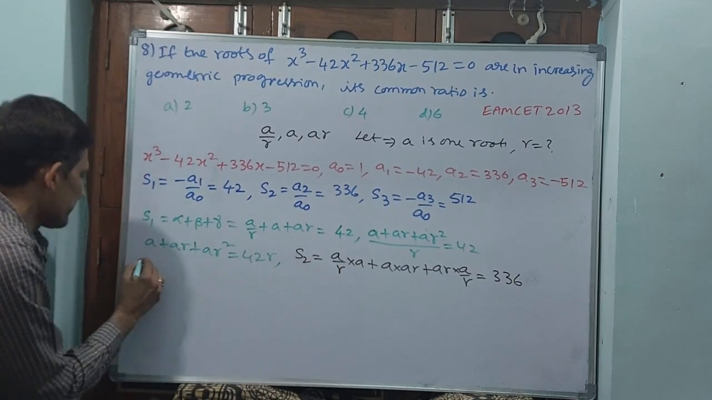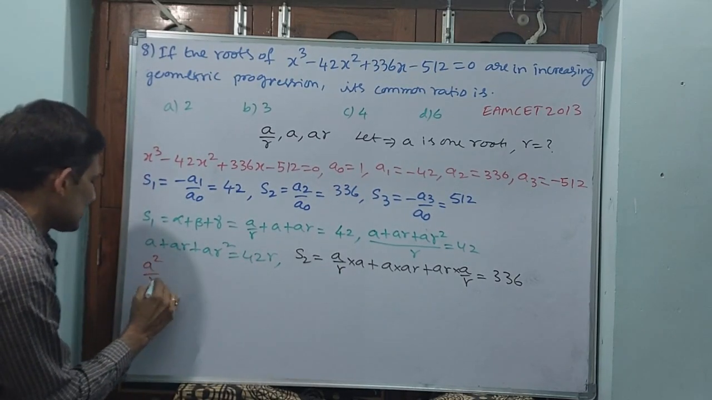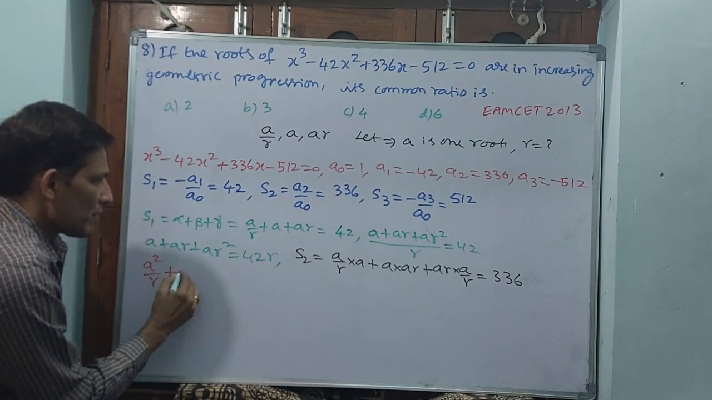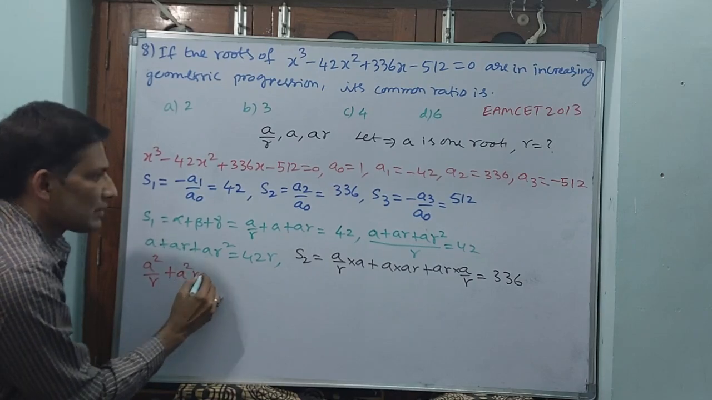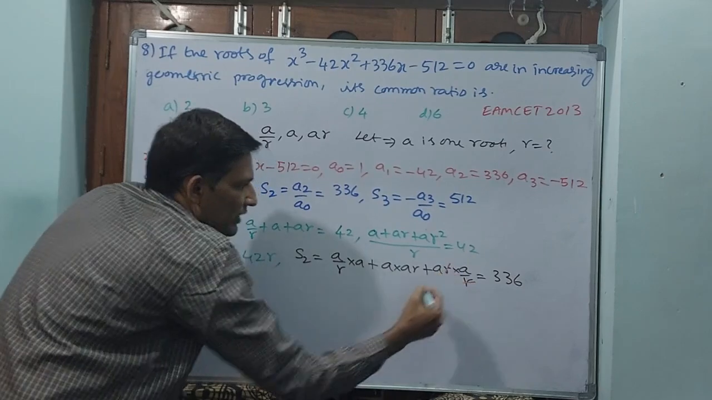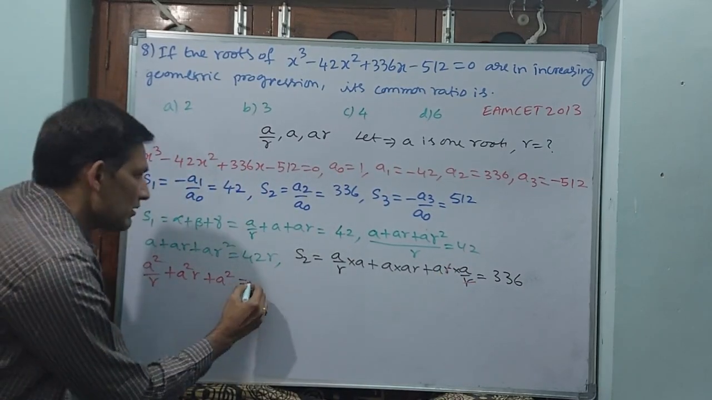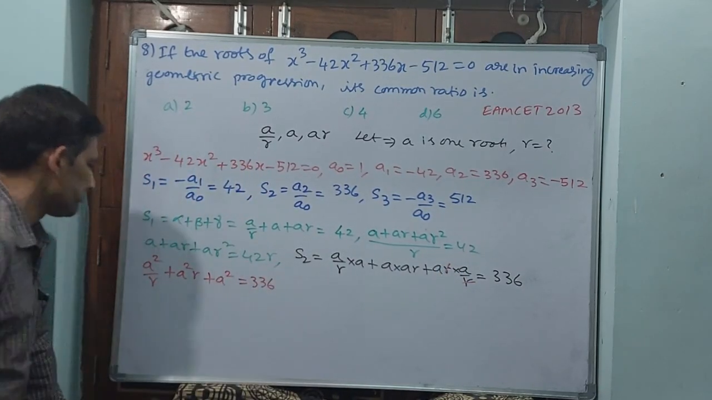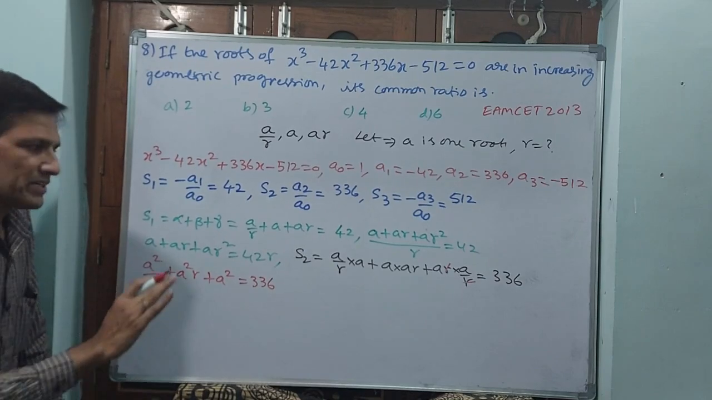A square by R plus A square into R plus A square. Why? Because see, R are going to get cancelled out. A square is equal to 336. Okay. Wait. Don't do much.